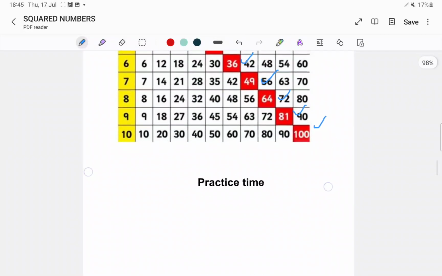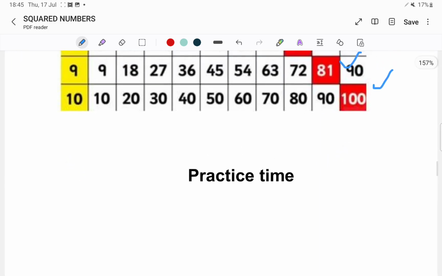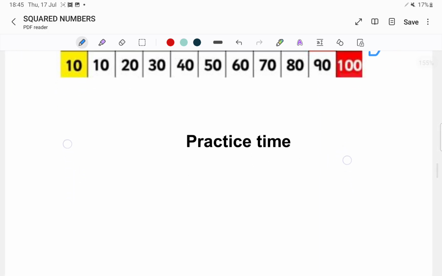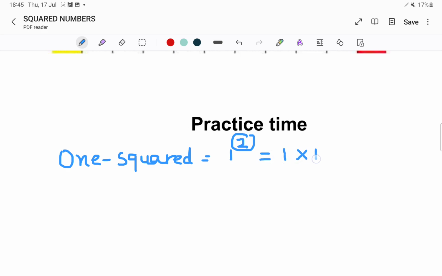Now how do we represent these squared numbers? So we will do the practice of writing these numbers. If I have to write 1 squared, in the word form I will write it as 1 squared, and mathematically I will be writing it as 1 square. This 2 will be written as a superscript to this 1, and its meaning is 1 multiplied by 1, and the answer is 1. This is my squared number.